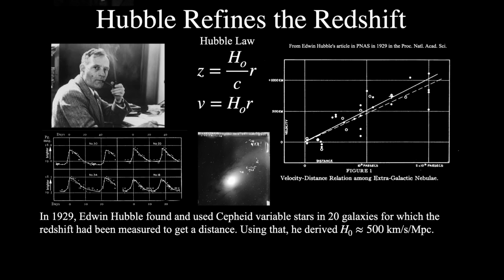So this is a very well calibrated distance indicator. And so we used that, found the Cepheids in distant galaxies, and used those distant galaxies to get the graph that we see from his publication in the Proceedings of the National Academy of Sciences in 1929. And what we see is he has found the recession velocity as a function of the distance.